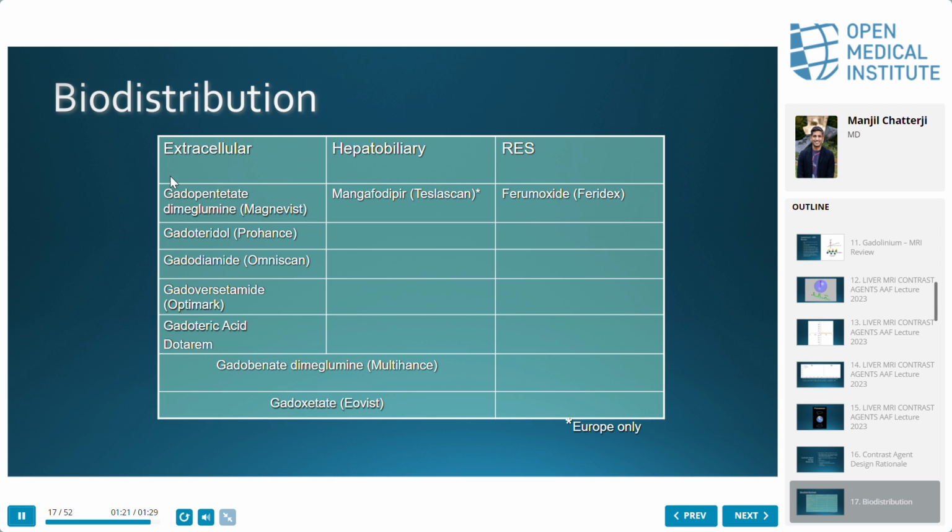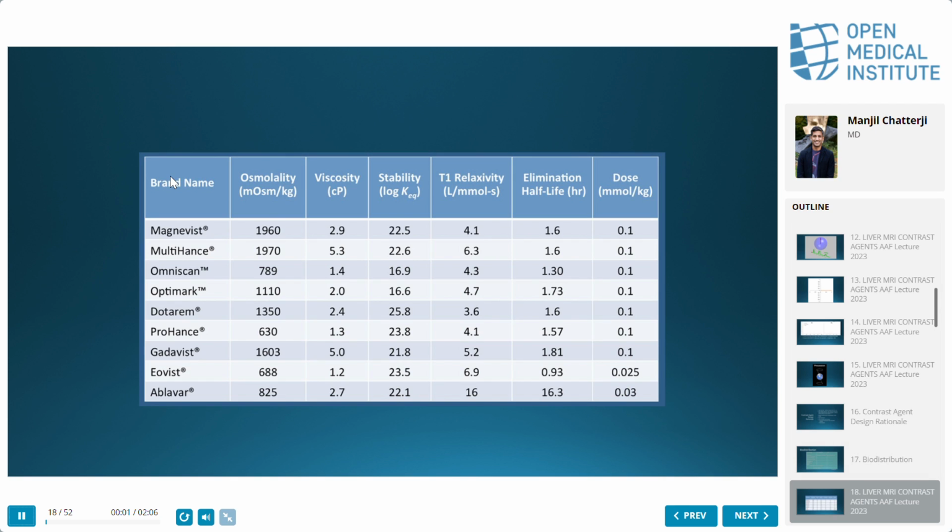We don't use hepatobiliary only scans. A Tesla scan says Europe here only, but I don't think you all use it here either, so it's kind of outdated. So let's look at some of these agents and get an idea of where we're at, right? Osmolality, we kind of talked about earlier, of the modern agents, Eovist, Dotarem. You can see these are all very low osmolality.